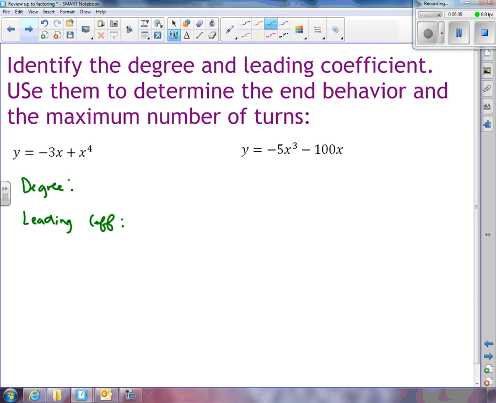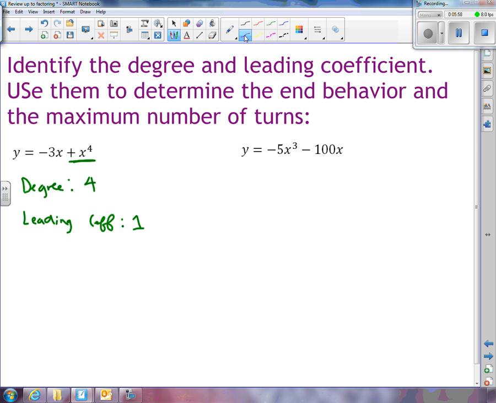So here our degree is just the highest power of our polynomial, so our degree is 4. And our leading coefficient is just the number that's in front of the term that has the highest power. Because that term has the highest power, there's no number in front, so our leading coefficient is 1. It's positive. Now that we know that, let's determine the end behavior.